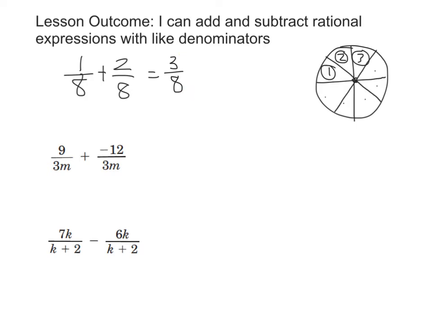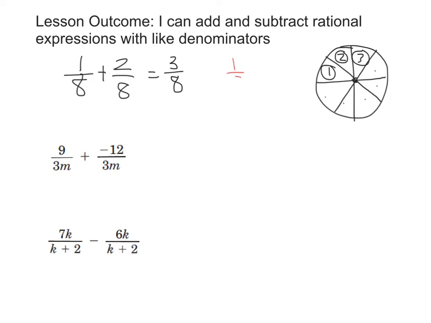So you might remember that when we add or subtract fractions, we need a common denominator. And that's why this is in the lesson title here. We're going to be adding only today with like denominators. Later we'll talk about what happens if we have not common or like denominators.